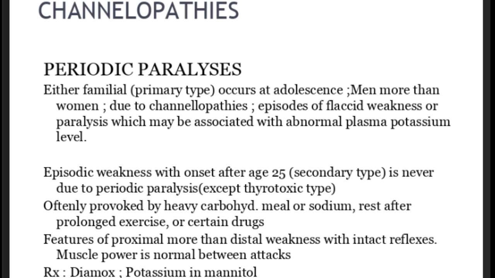The second type, which is called episodic weakness with onset after age 25, or secondary type, is never due to periodic paralysis except for the thyrotoxic type, and is often provoked by a heavy carbohydrate meal or sodium rest after prolonged exercise or certain drugs. The features of proximal more than distal weakness are clear, with intact reflexes, and the muscle power is normal between the attacks. The treatment is acetazolamide (Diamox) and giving potassium in mannitol for rapid absorption.